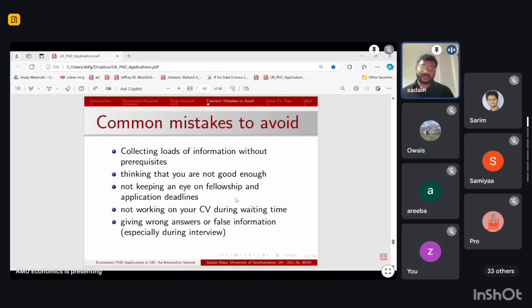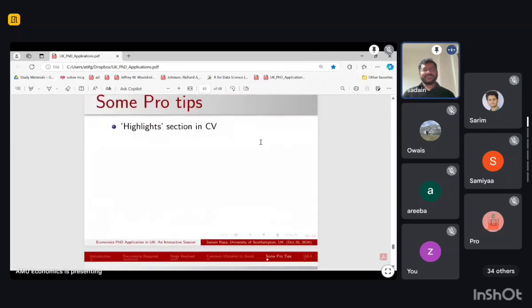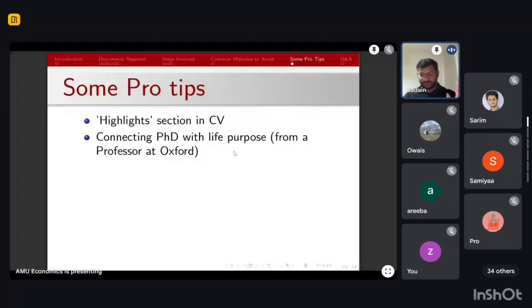I have already talked about this. Go to the next slide, pro tips. Go to the next slide. Yeah, this is the most important slide because these tips will help you.